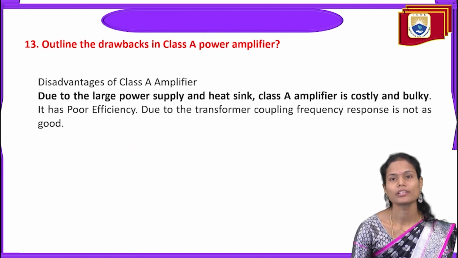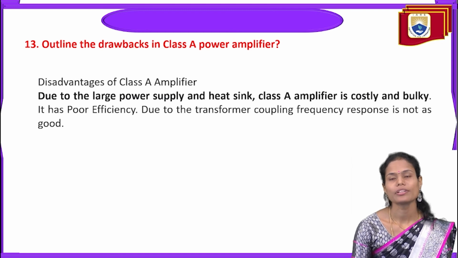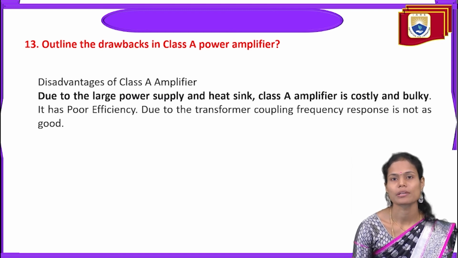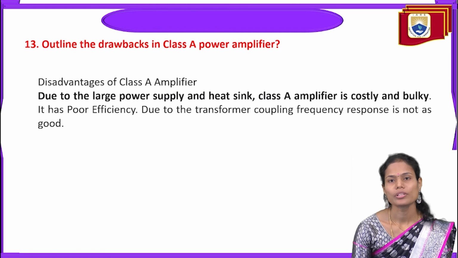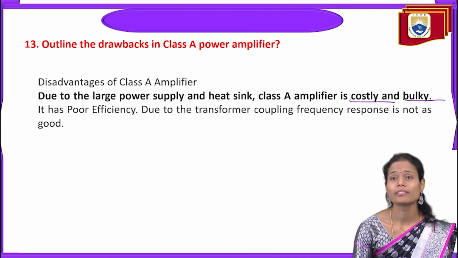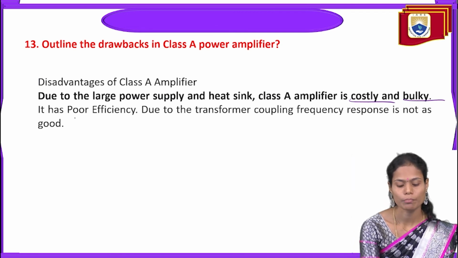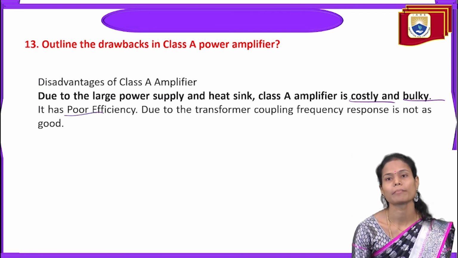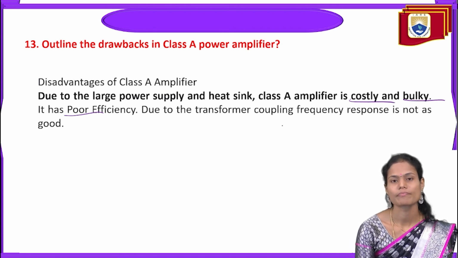And next, outline the drawbacks in a class A power amplifier. While coming to the disadvantages or drawbacks of the class A power amplifier, due to the large power supply and heat sink, these are costly as well as bulky. And while coming to the efficiency, it is very poor in the case of class A power amplifier. Due to the transformer coupling, the frequency response is not good in the case of class A power amplifier.